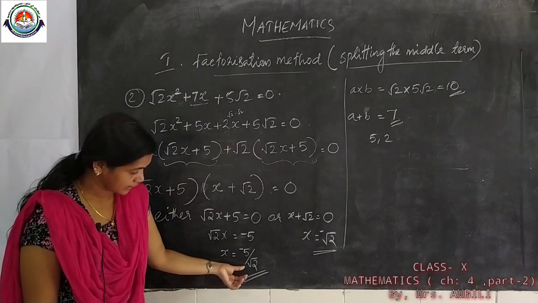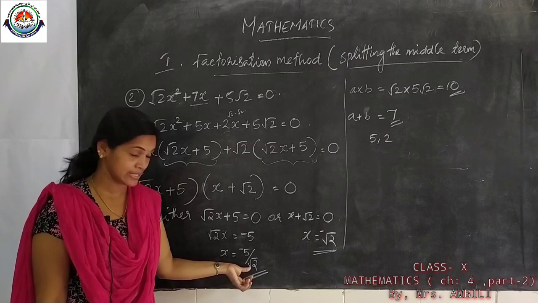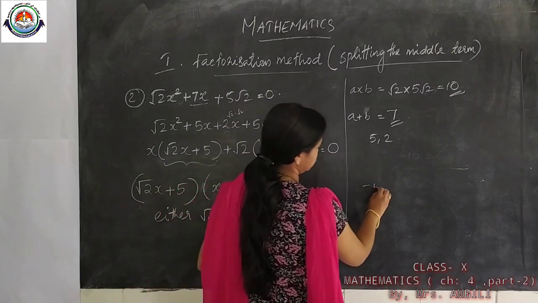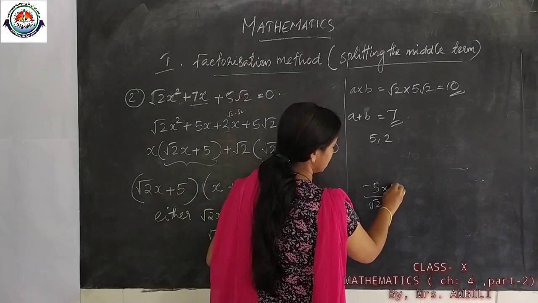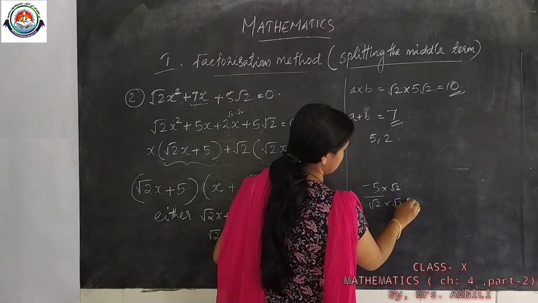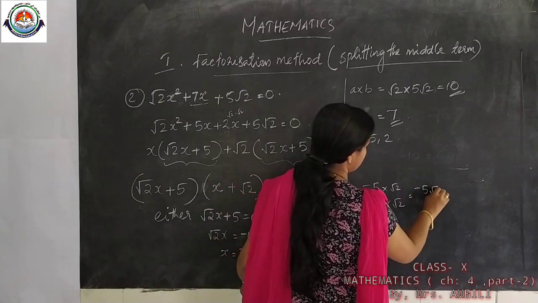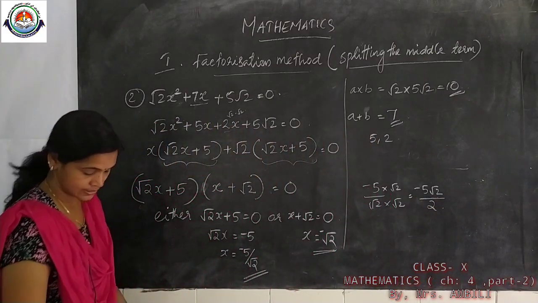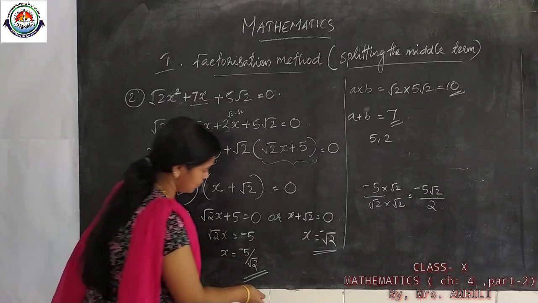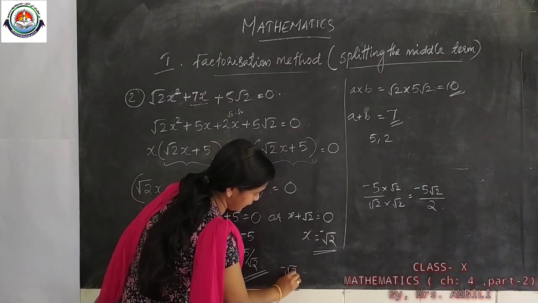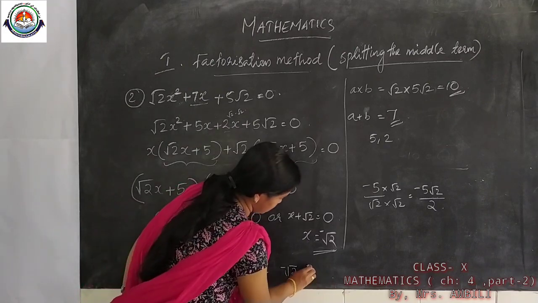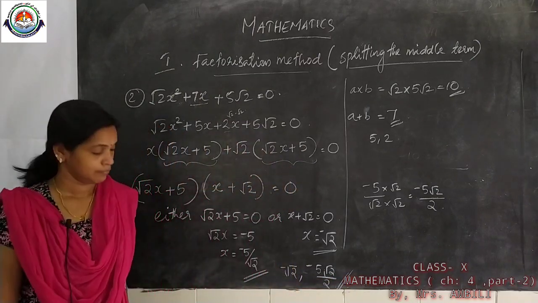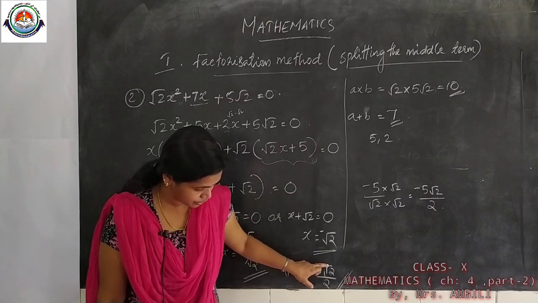So here you look, it is not in the simplest form. Root 2 is there. So we need to rationalize it. How can we rationalize it? Minus 5 by root 2, multiply with root 2. What we got? Minus 5 root 2 by 2. Okay, so what are our roots? So our roots are minus root 2 and minus 5 root 2 by 2.